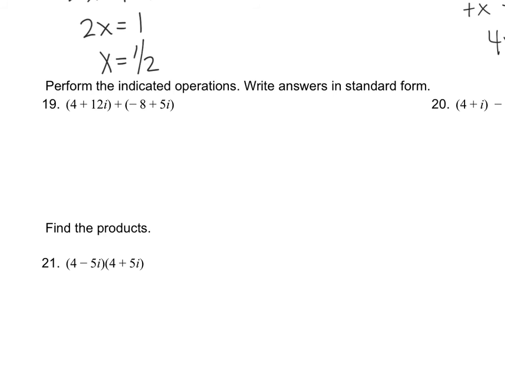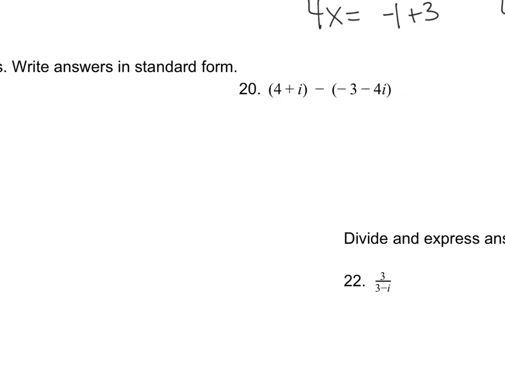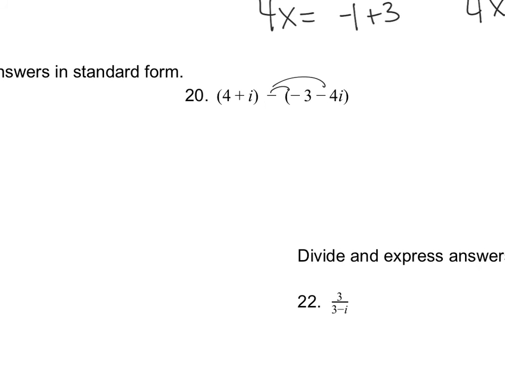Perform the indicated operations. Write answer in standard form. So here we're just going to combine like terms. For 20, we're going to distribute this negative. So 4 plus i plus 3 plus 4i. So that gives us, we always want to write 4 plus 3 is 7 plus 5i.